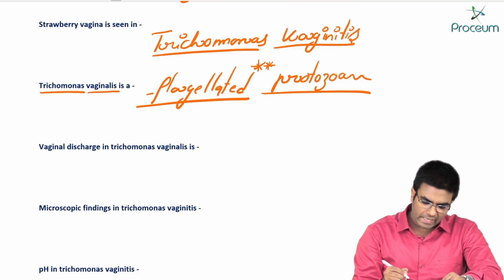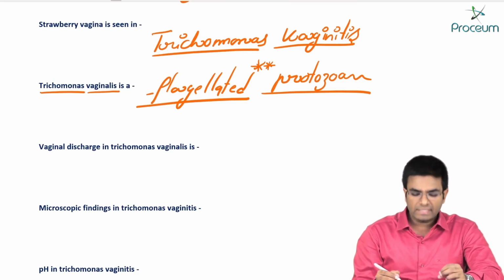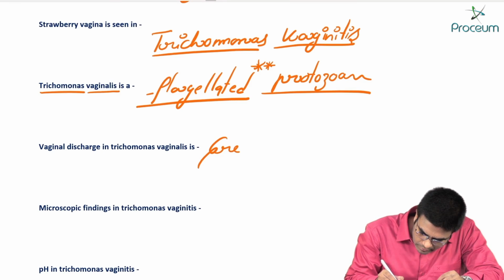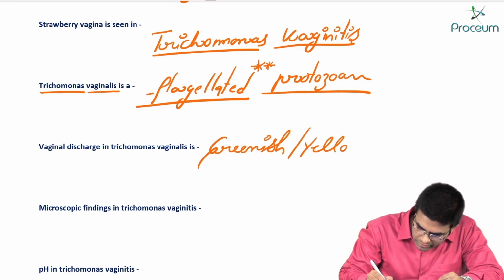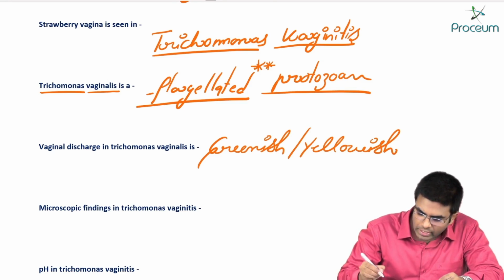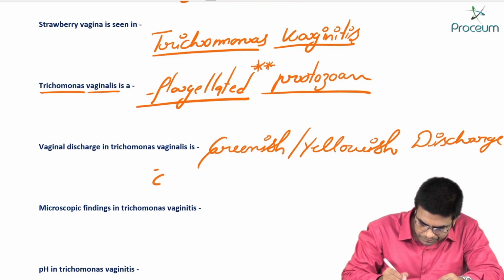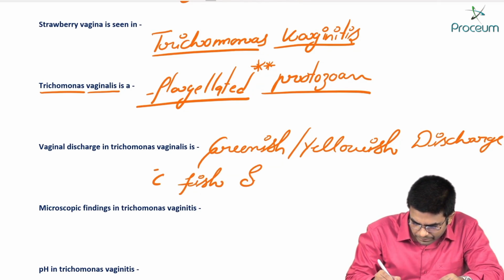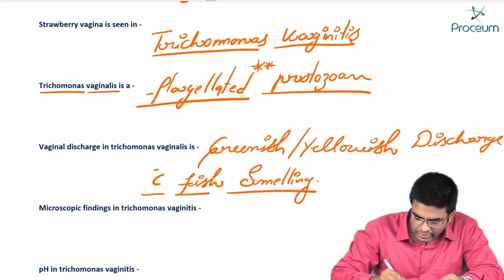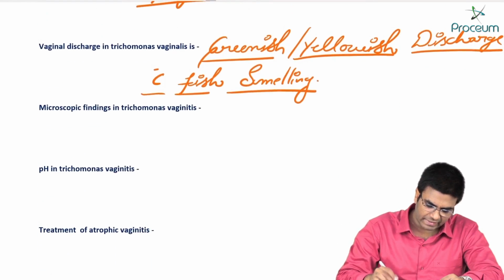Now, vaginal discharge in Trichomonas vaginalis. The vaginal discharge is greenish in color, or even sometimes yellowish. Okay, greenish or yellowish discharge with a fishy smell. Intense fishy smelling, greenish or yellowish color discharge is seen with Trichomonas vaginitis infection.